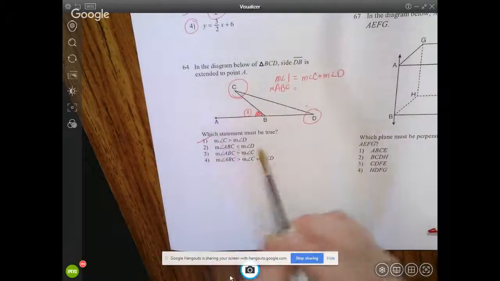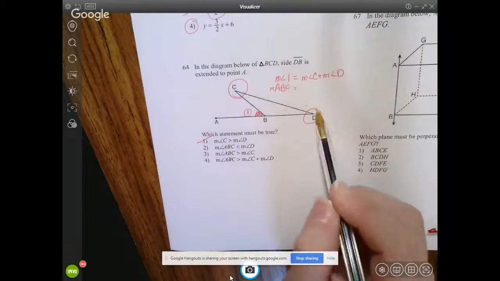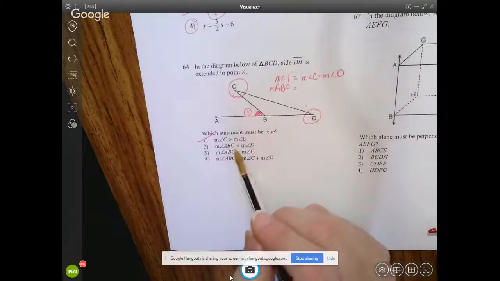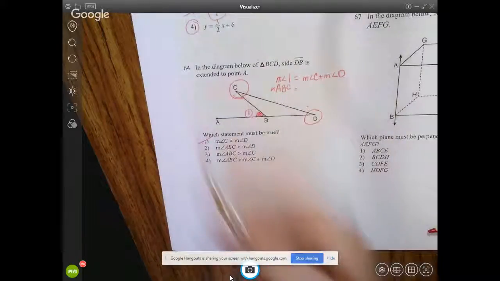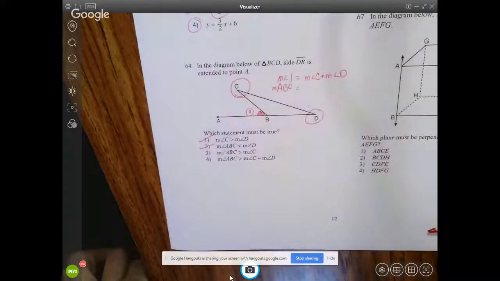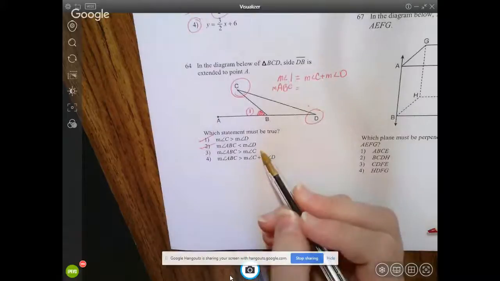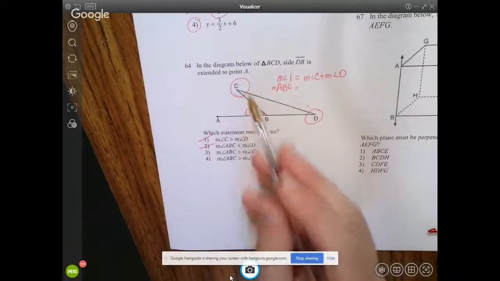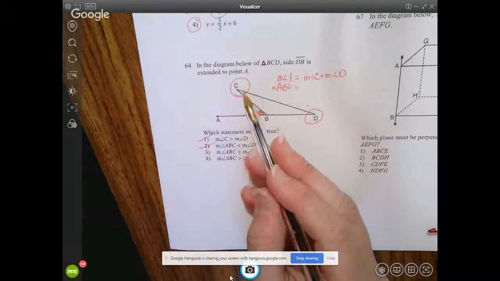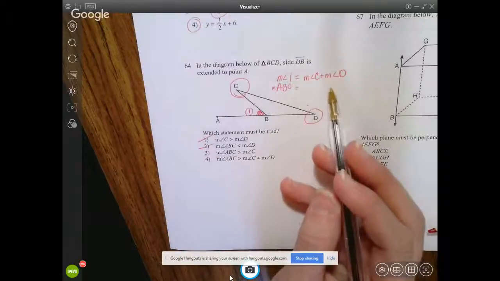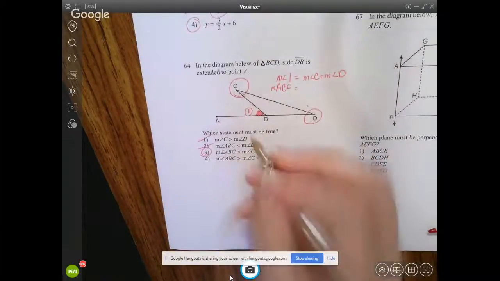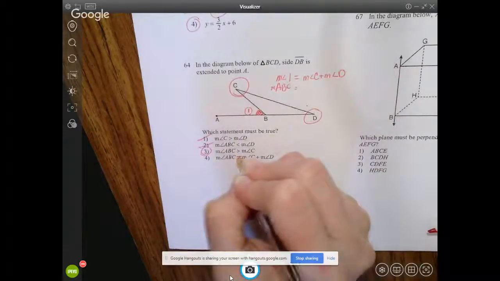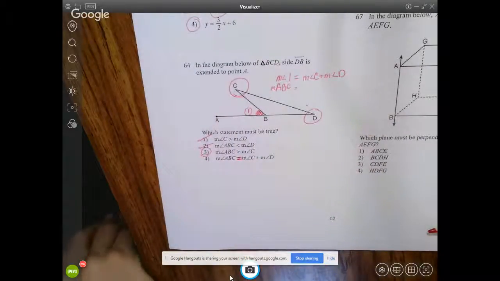The measure of angle D is bigger than the measure of angle ABC. But we know that's not true because we know that ABC is comprised of D and C, so it can't be choice 2. The measure of angle ABC is bigger than the measure of angle C. We know that's true because we have to add on whatever D is. So that's our answer, choice 3. For it to be choice 4, this would have had to be an equal sign because that's what the formula is. The formula is that they're equal.